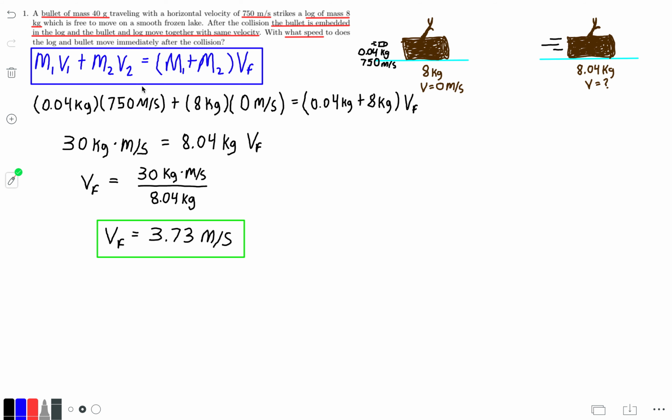And considering that this equation is really all you need to solve this type of one-dimensional inelastic collision problem, there's not really much else to it.